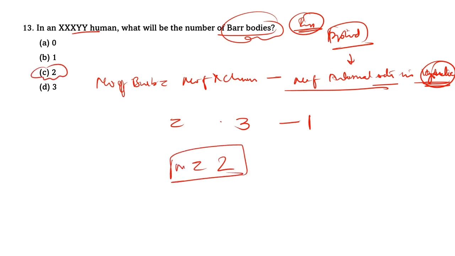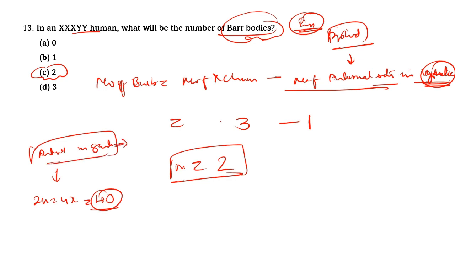So if they are giving it for diploid, what if they are asking for polyploid? For example, 2n is equal to 4x, which is equal to any number, let us take 40. So what will be the autosomal sets in the gamete? It will be either 1 or 2 if it is 4x. So it will be 2, right? So in that case, the answer would be 3 minus 2. Only one bar body will be formed in the case of tetraploid.